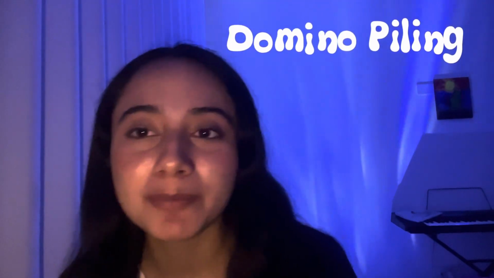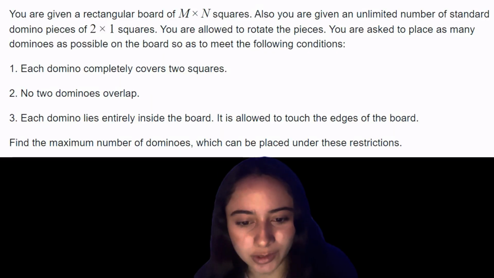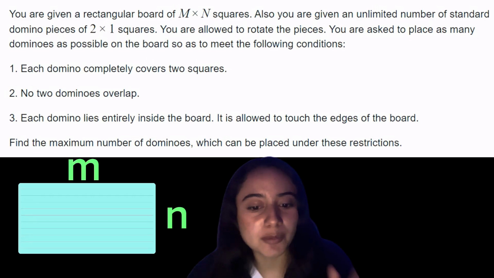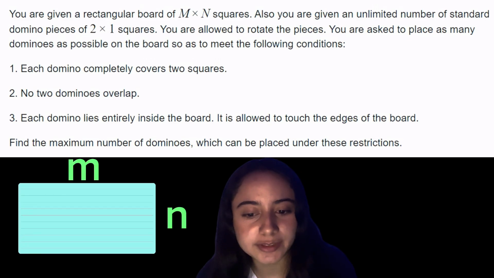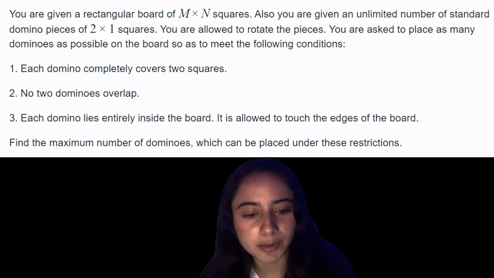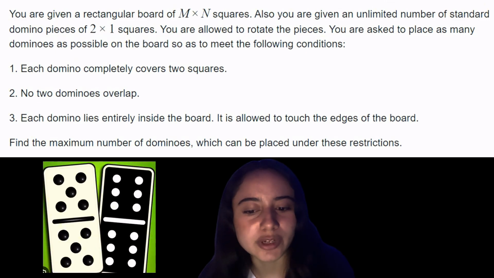Well, today we will resolve the problem Domino Piling number 58, topic greedy math. The problem says as follows. You are given a rectangular board of m times n squares. Also, you are given an unlimited number of standard domino pieces of 2 times 1 squares. You are allowed to rotate the pieces.